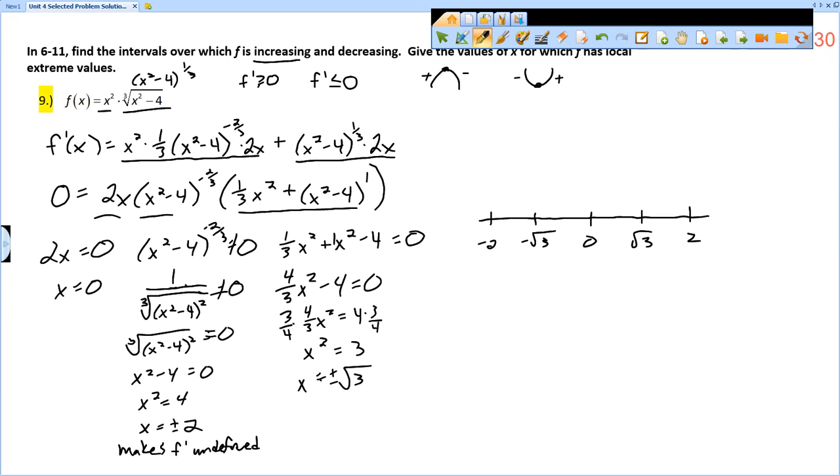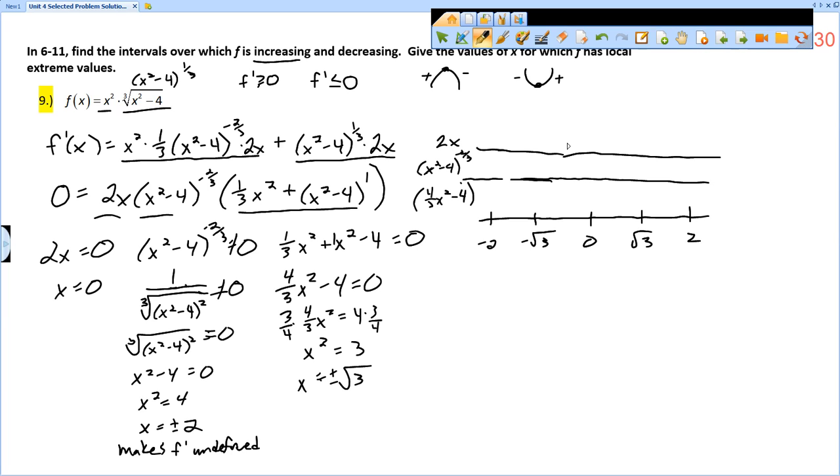All right, now we also want to include our factors. So 2x on the side, I've got this (x squared minus 4) to the negative 2/3. Don't forget about that power. And then I've got this thing, this (4/3)x squared minus 4, that we want to put on that bottom row. All right, so now I've got my 3 rows.